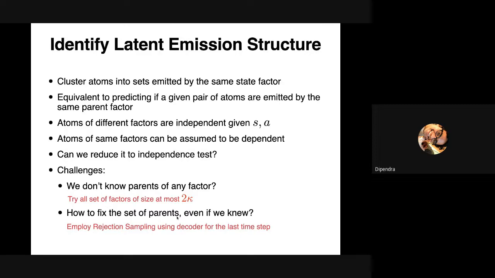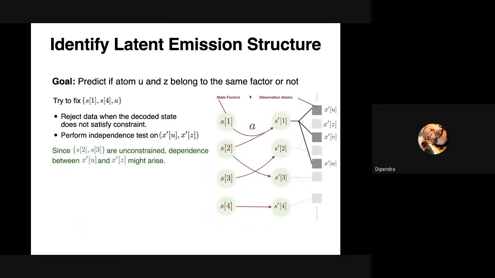So let's take a look at this with more examples. On the right, there is an example which extends the one we saw earlier. Here, our goal is to predict if atoms U and Z belong to the same factor or not. Here, U and Z are from different factors. U is from S prime 1, Z is from S prime 2. So the answer is no. As I mentioned earlier, we will iteratively try all candidates as a parent candidate. Let's say in the beginning, we try S1, S4, and we set their values to say 0, 0. We also fix the action A. So we will roll in with the policy cover for this configuration.